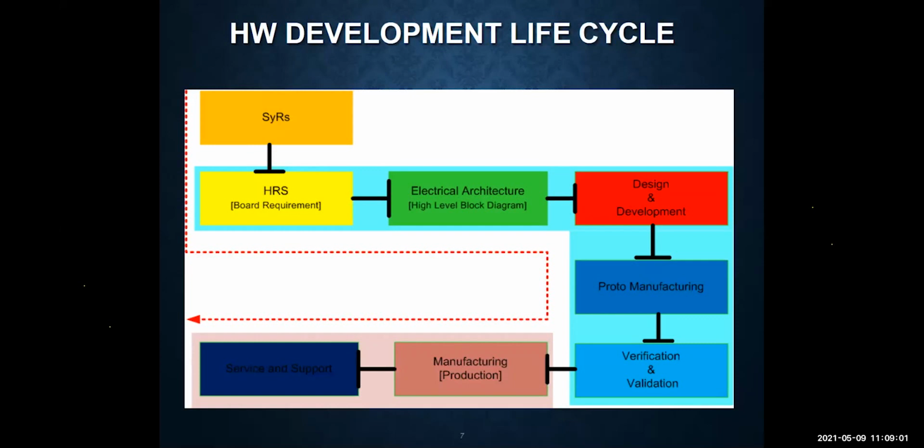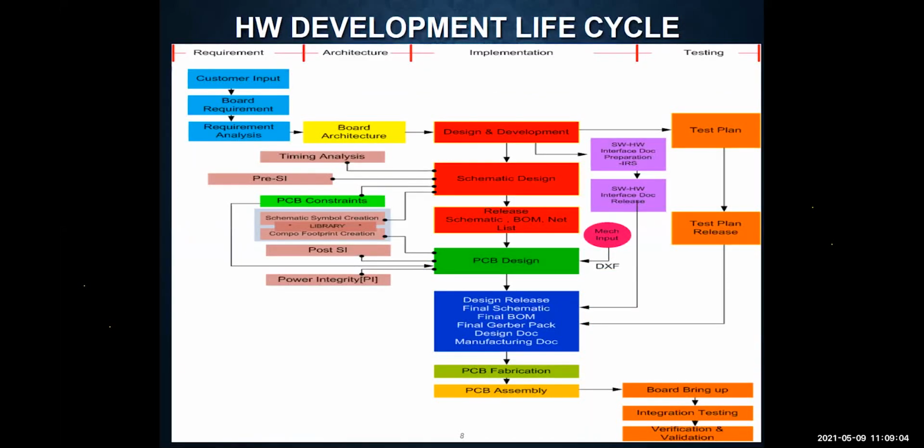Coming to the next slide. Yeah, here is where we can break up each of the requirements, architecture, implementation, and testing into sub-activities. So as I said, customer inputs. Based on the customer inputs and the system level inputs, we'll come up with the board level requirements. And when you have a requirement, it doesn't mean you will straightaway try to implement it. You need to see whether you can achieve this requirement, okay. How to achieve this requirement?